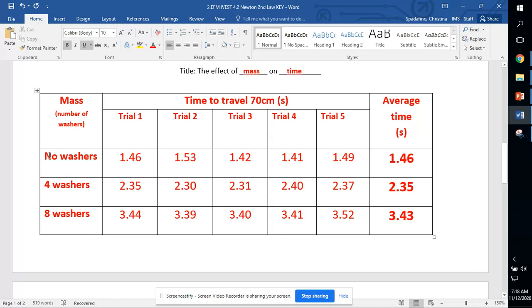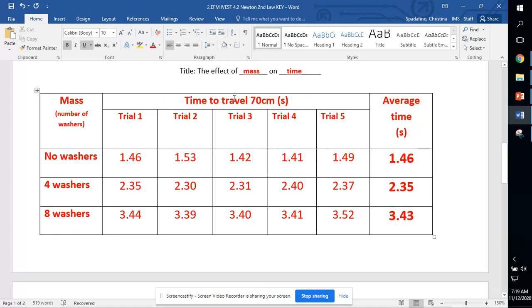A lot of you did ask me, and we discussed this. We have no washers, or you could have 0 washers. Again, your independent variable goes here in the left column. So no washers, 4 and 8. You don't have to have the word washer. You could just simply have 0, 4, and 8.